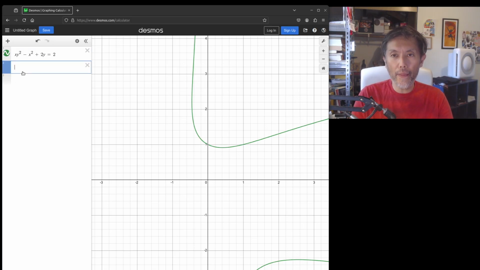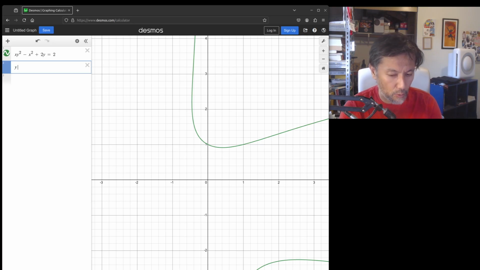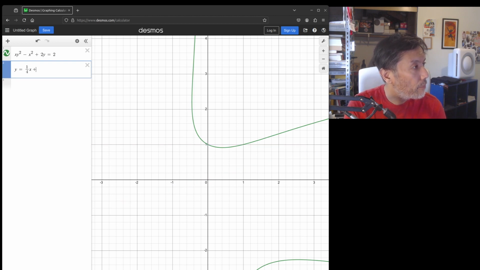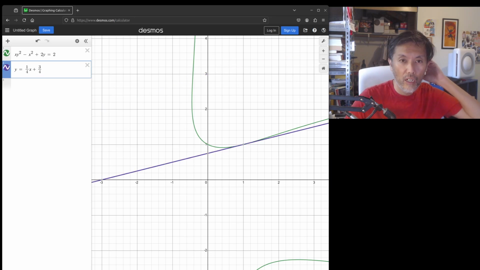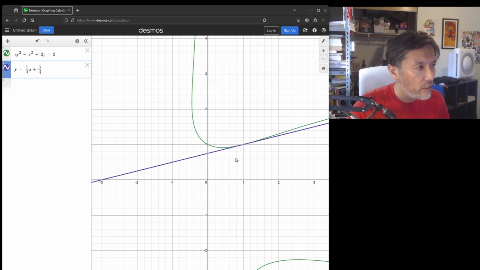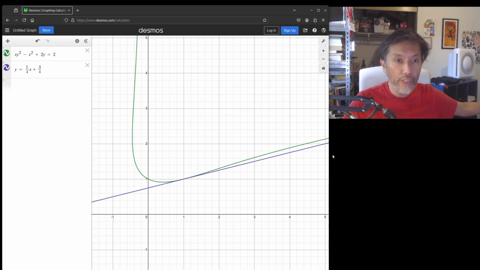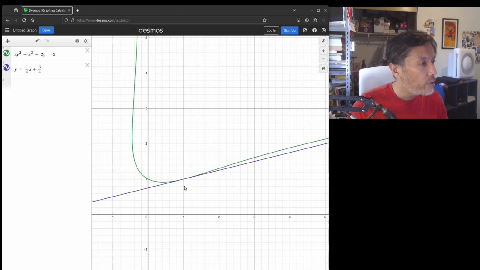Now let's plot the line in question. The equation for the tangent line that we came up with was y equals 1/4 x plus 3/4. Yeah, there we go. And look at that. The purple line is the tangent line. The green thing is the curvy curve, okay? And you can see how at (1, 1) it is perfectly tangent.